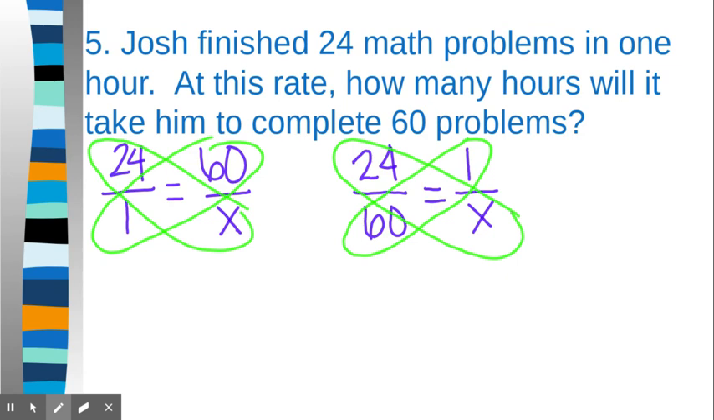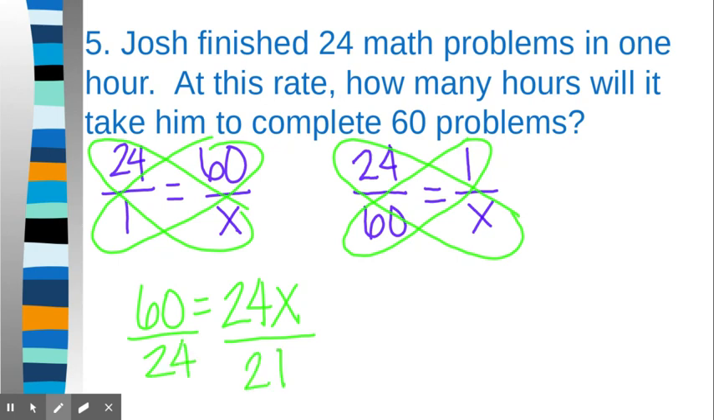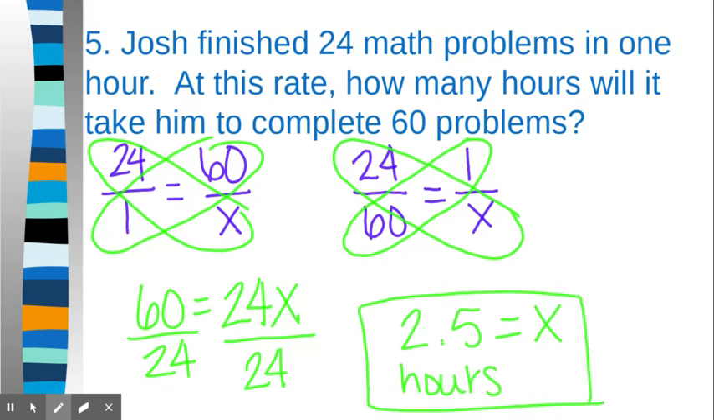So we're left with 1 times 60, which is 60, equals 24x. And then we would divide by the 24 to get 2.5 equals x. And that 2.5 is representing the number of hours to complete 60 problems.